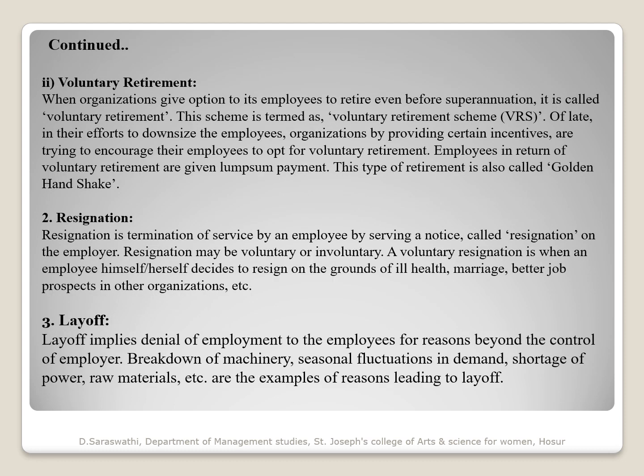And voluntary retirement. By the word itself, it tells you that retirement is given voluntarily to an employee by giving them a lump sum payment, and it is also called a golden handshake. It has been clearly defined that when an organization gives the option to its employees to retire even before superannuation, before attaining the age of 58 or 62, voluntary retirement will be given to an employee.